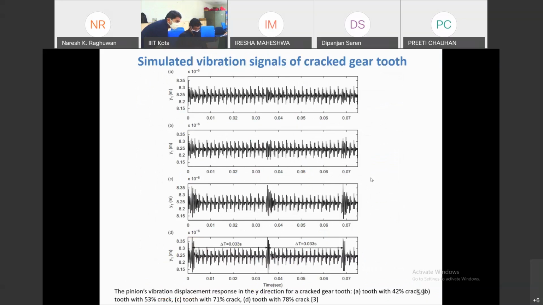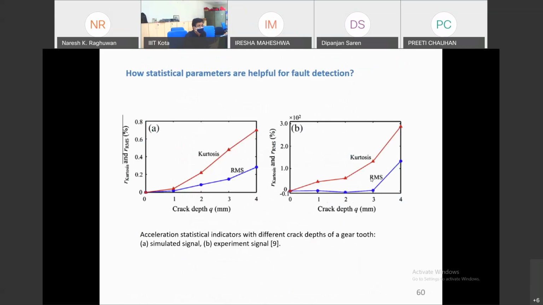Now the simulated signals. You put these mesh stiffness values in the dynamic model and solve the differential equations by the Runge-Kutta method, and you get the displacement with respect to time. These are the results. You can also convert into the frequency domain and analyze with signal processing techniques or statistical parameters. You can compare kurtosis and RMS, and how they change with increasing crack length. This type of analysis can be done.